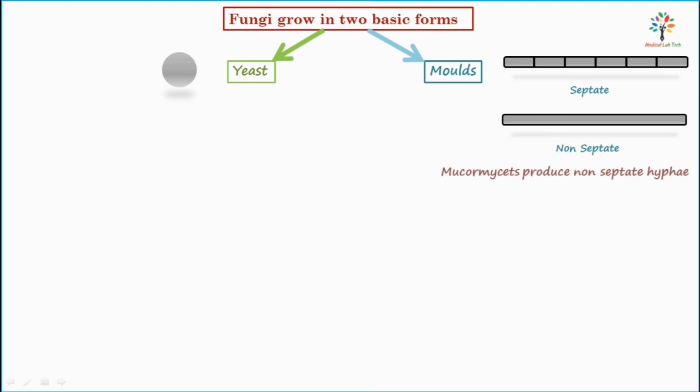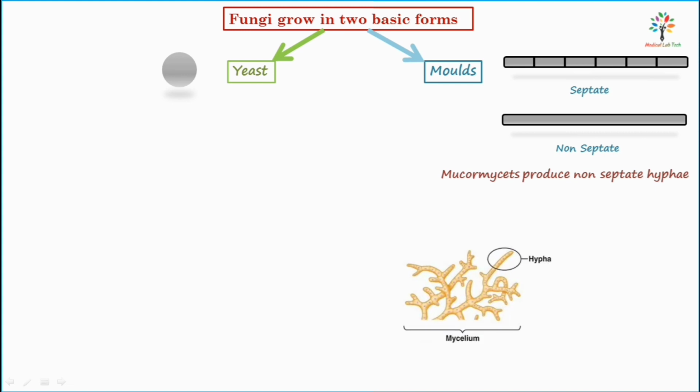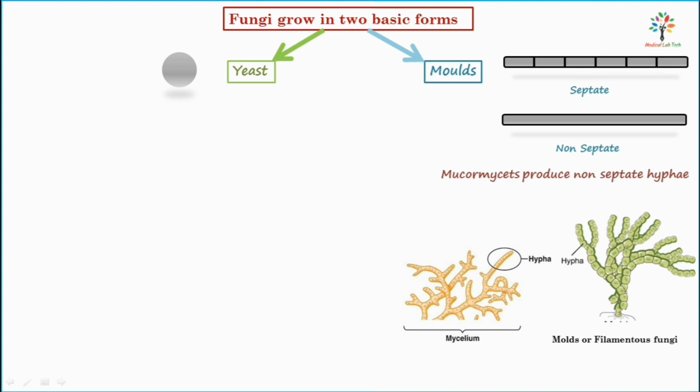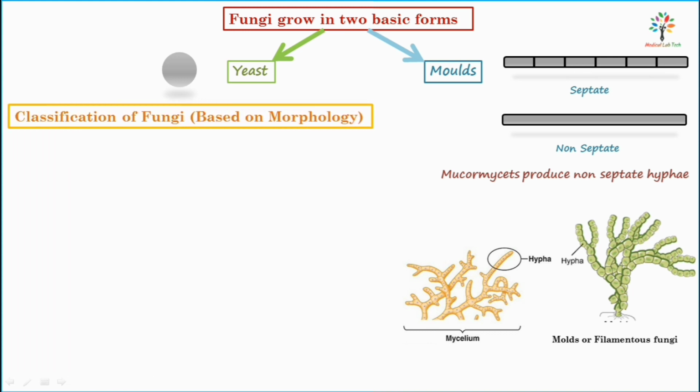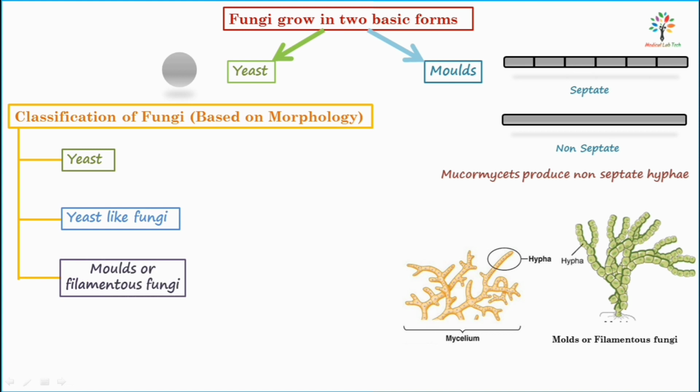Mucormycetes produce non-septated hyphae, which we will study today. A tangled mass of hyphae is known as mycelium, and the fungi that can form mycelia are known as molds or filamentous fungi. We can classify fungi based on their morphology as yeast-like fungi, molds or filamentous fungi, and dimorphic fungi.